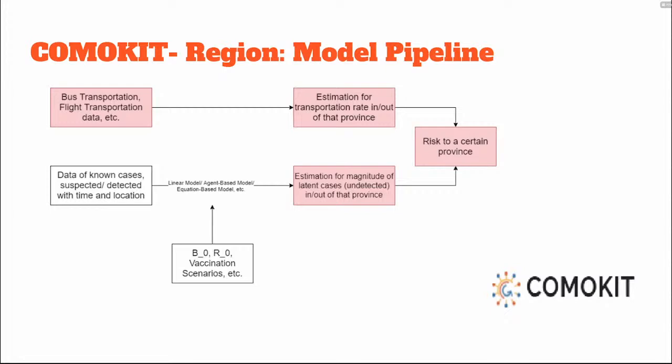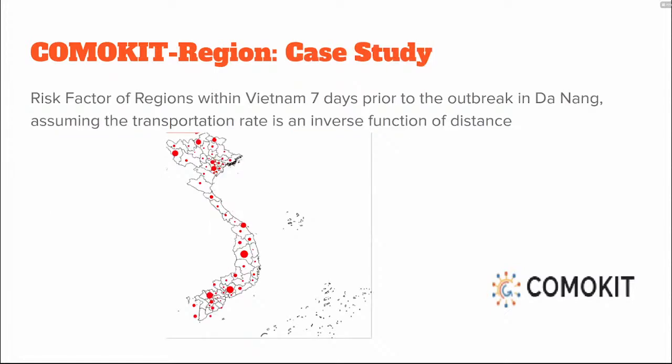But if you use an agent-based model, an equation-based model, or even a linear model to generate more synthetic data, you can have a longer predictive power. Along with that, you can implement vaccination scenarios and so on into this model to increase your predictive power and the flexibility of your model, which have been quite well developed in a previous version of ComoKit. And from that, you can estimate the magnitude of latent cases in and out of that province and thus compute the risk of the province.